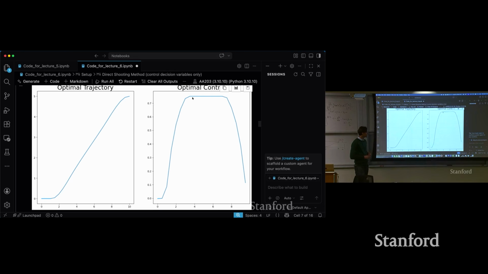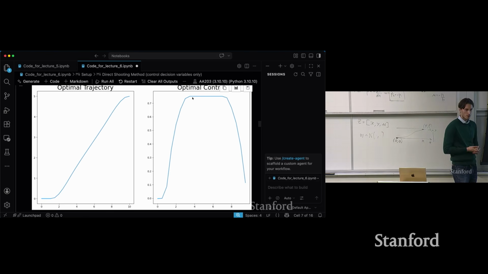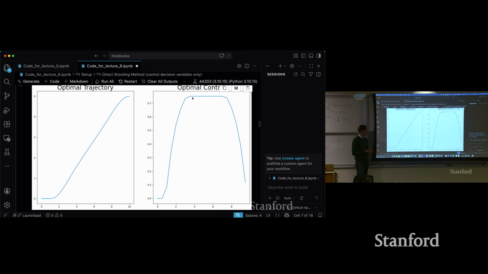I think I understand. In general, the initial guess doesn't have to be feasible. So it doesn't really affect the optimization if it's feasible or not. Of course, if it's feasible, probably it's also a better initial guess.